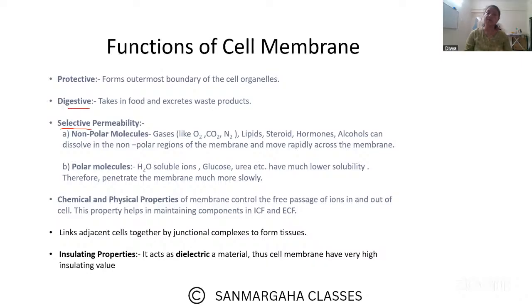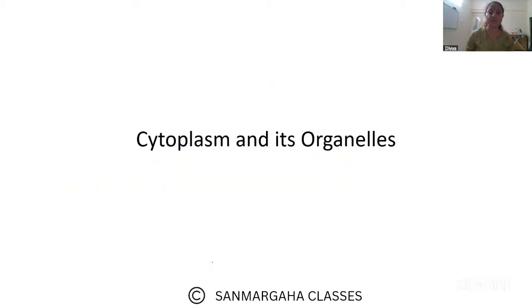Also this cell membrane helps to link adjacent cells together, so one cell communicates with the other cell because of this cell membrane. And it also has insulating properties, as it is dielectric in nature. Got it? So moving on further.